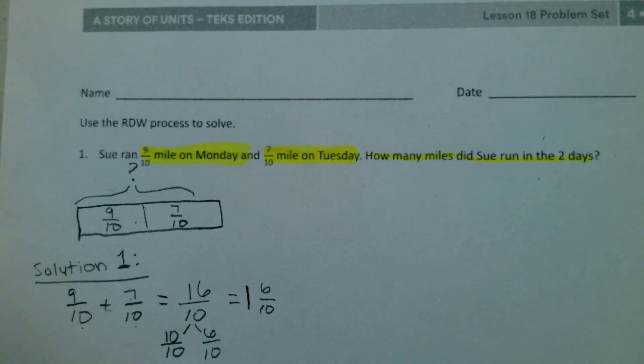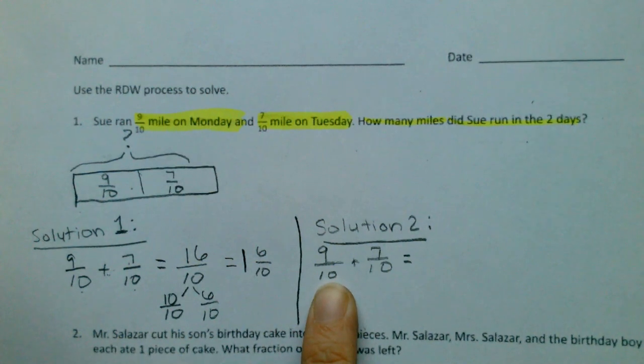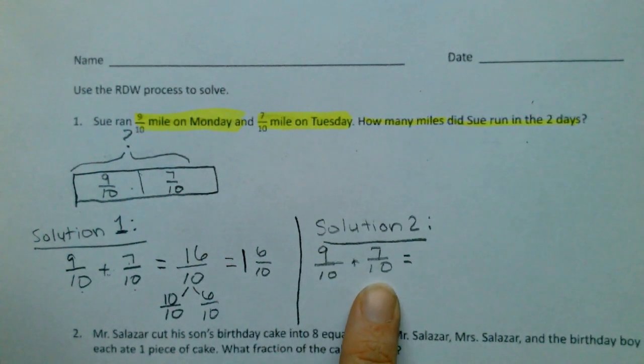Now, that's not the only way we can solve this problem. Let's look at another way we can solve it. On your papers, take the time now to write solution 2 and write the same addition problem, 9/10 plus 7/10. We're still going to use that same information, but we're going to solve it a little bit differently this time. If you need more time to write the equation down, pause the video now.